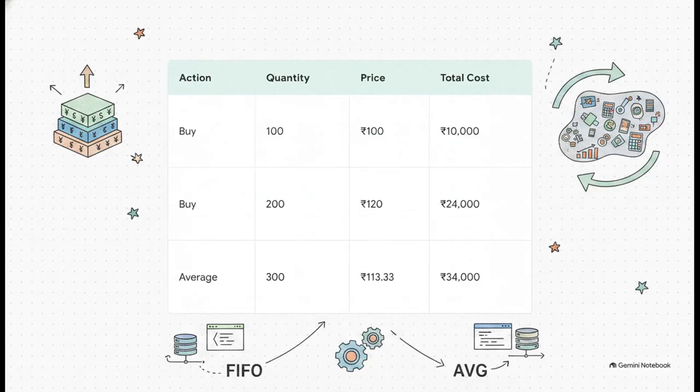Now, contrast that FIFO lot accounting we just did with a weighted average cost formula. In this scenario, we bought 100 at 100 and 200 at 120. Instead of tracking those as separate little buckets or lots, we just divide the total cost, 34,000, by the total quantity of 300. That gives us a new average price of 113.33. As a senior developer, you've got to know how to implement both of these approaches. Different financial institutions use completely different accounting rules, and you have to be ready to code either one.